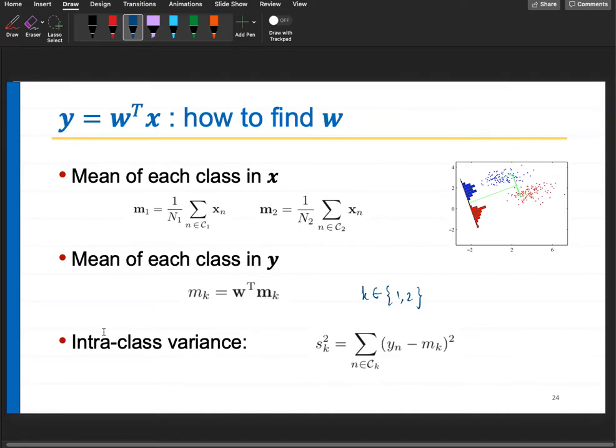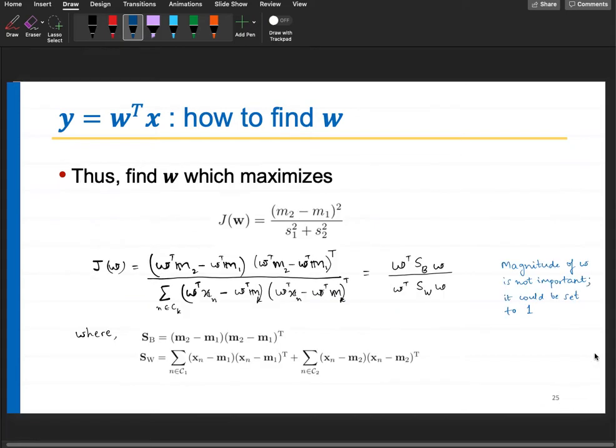Similarly, what is the intra-class variance in the projected space? It will be y_n minus m_k, where k is the kth class, and n are the indices of the points belonging to the kth class. So (y minus m) whole square summed over all of these. You can divide by the number of points, but let us ignore that for the time being. So this is the intra-class variance within the same class. The variance of the kth class, s squared, is the variance for the kth class, right? Is this clear? Okay. So next.